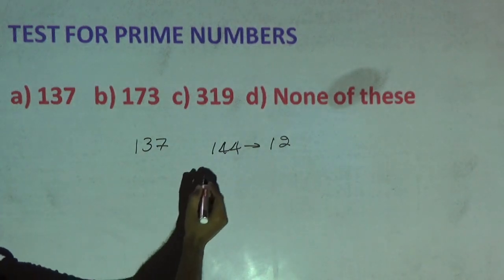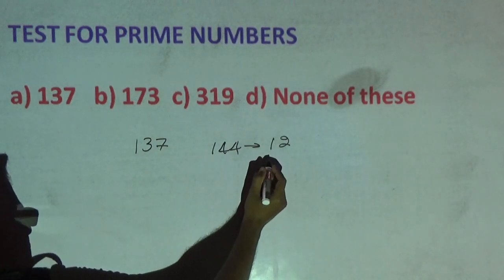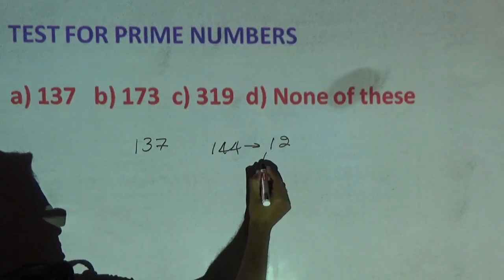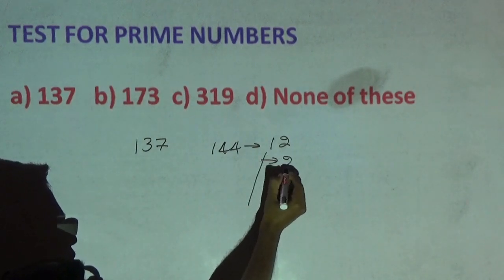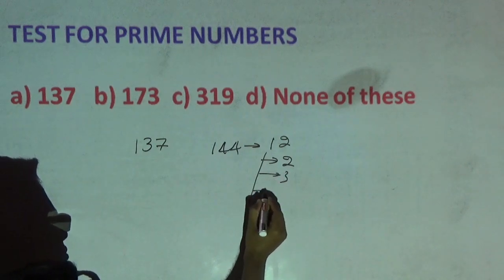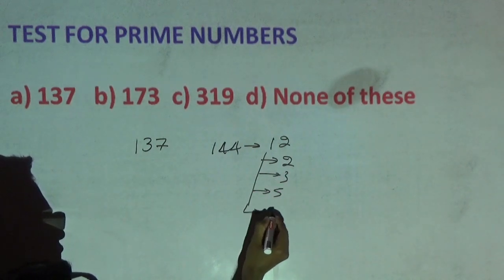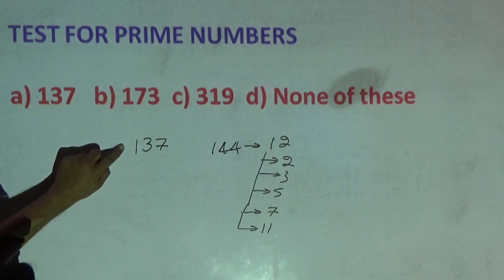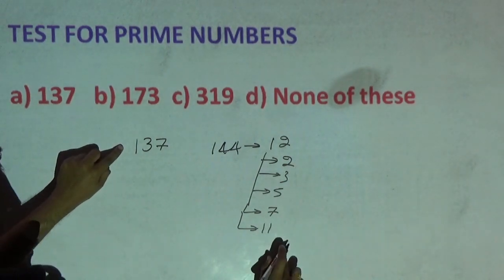Now, list out all the prime numbers up to 12. Which are the prime numbers up to 12? 1 is not a prime number. 2, 3, 5, 7, 11. Now you check whether the given number is divisible by any of these numbers.